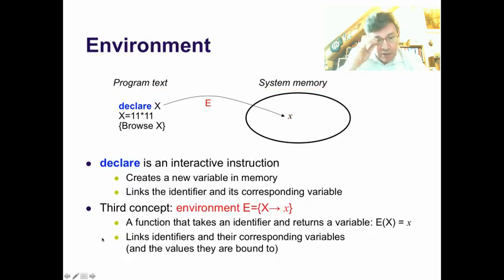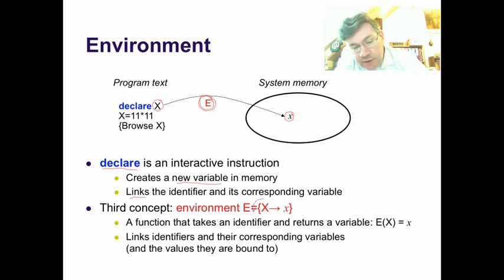So we have then a third concept here, the link between the identifier and the variable in memory. This link, which I call E here, is called an environment. So the declare instruction will create a new variable in memory, but will also link them. So it sets up this environment. So the environment is in fact a function. And I will write this function like this.